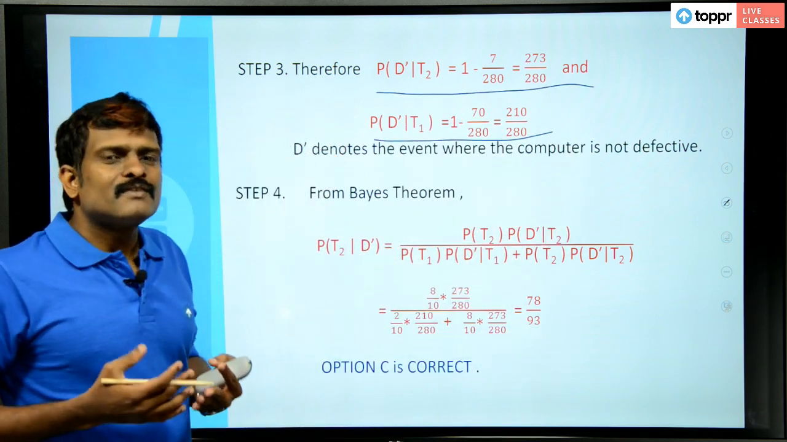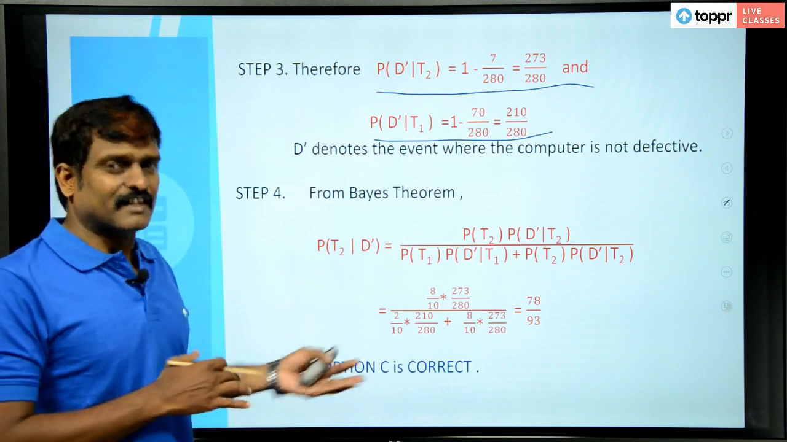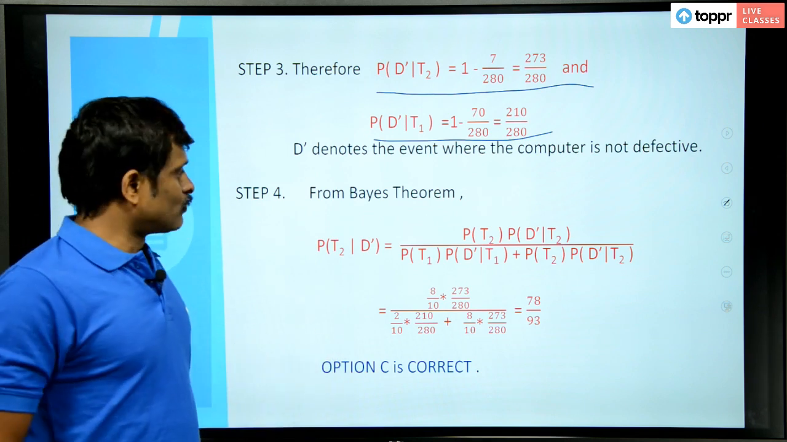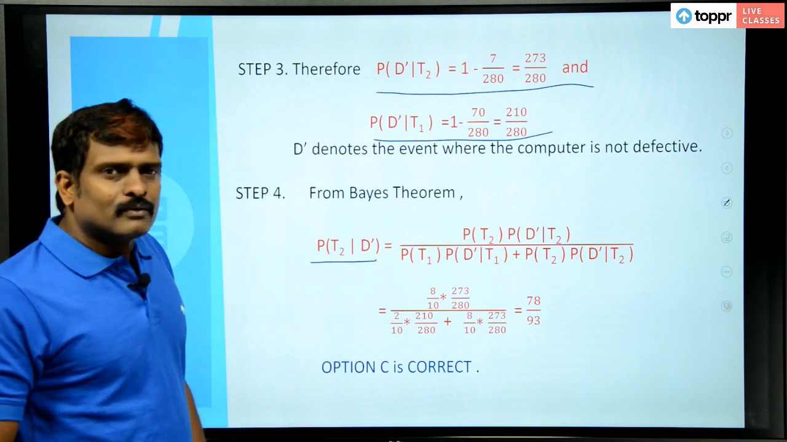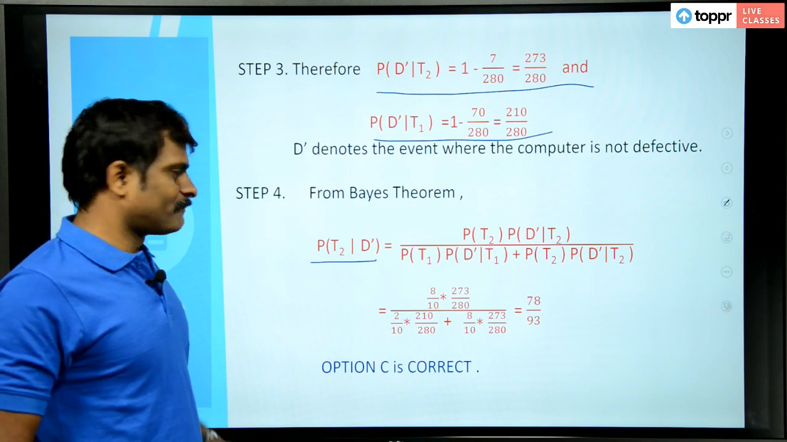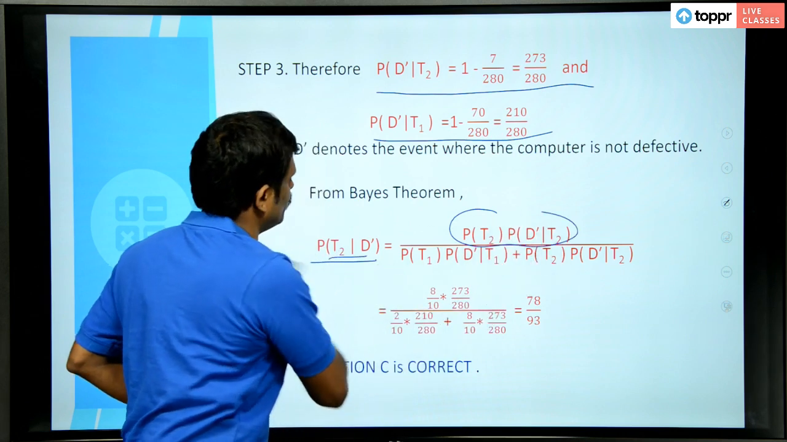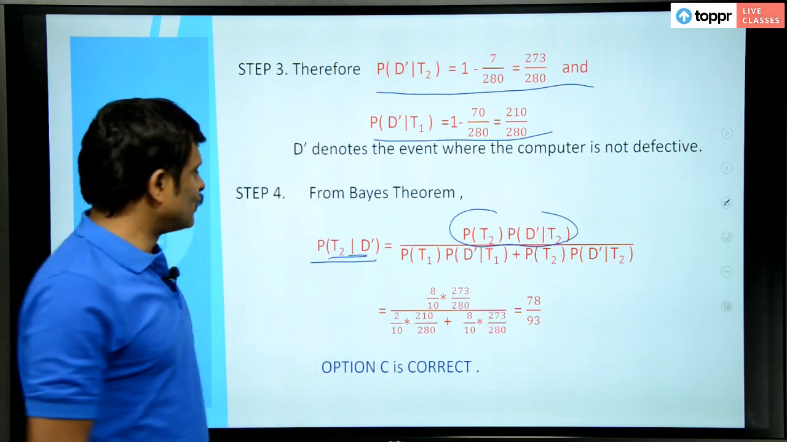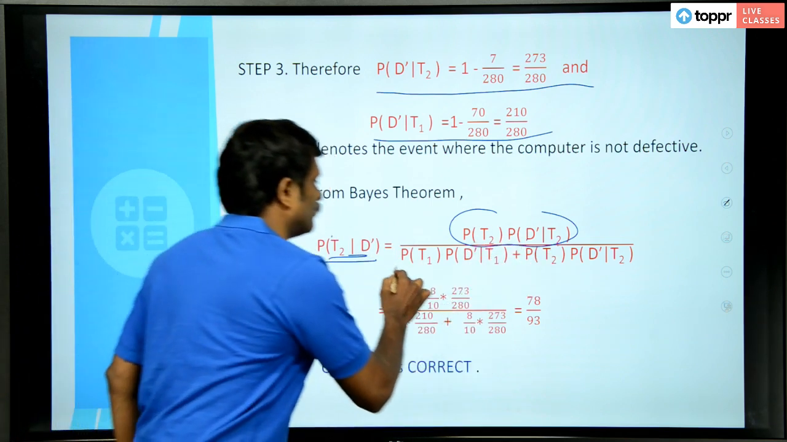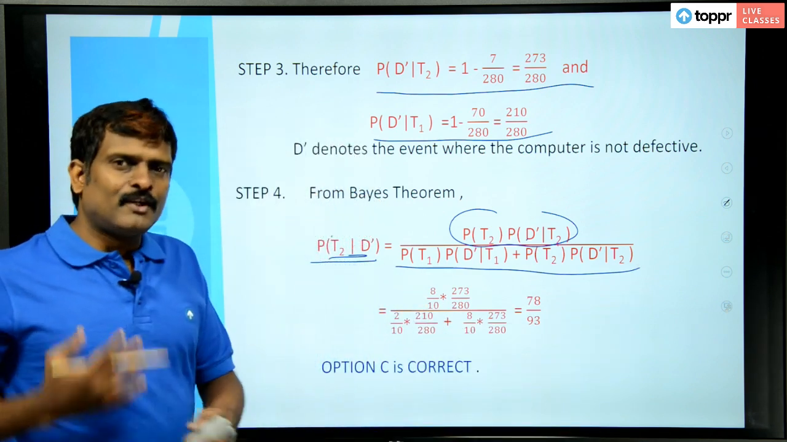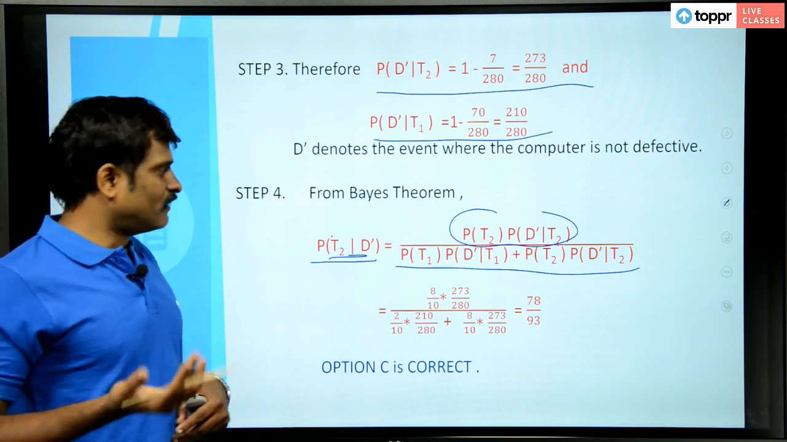Now we can use our favorite Bayes theorem. You all know what Bayes theorem is, right. It is a kind of extension of the total probability. So, the probability of T2 given it is not defective, which is what we are trying to find, is the probability of T2 times the probability of non-defective given T2, divided by the total probability, that is, the probability of T1 times the probability of non-defective given T1 plus the probability of T2 times the probability of non-defective given T2.